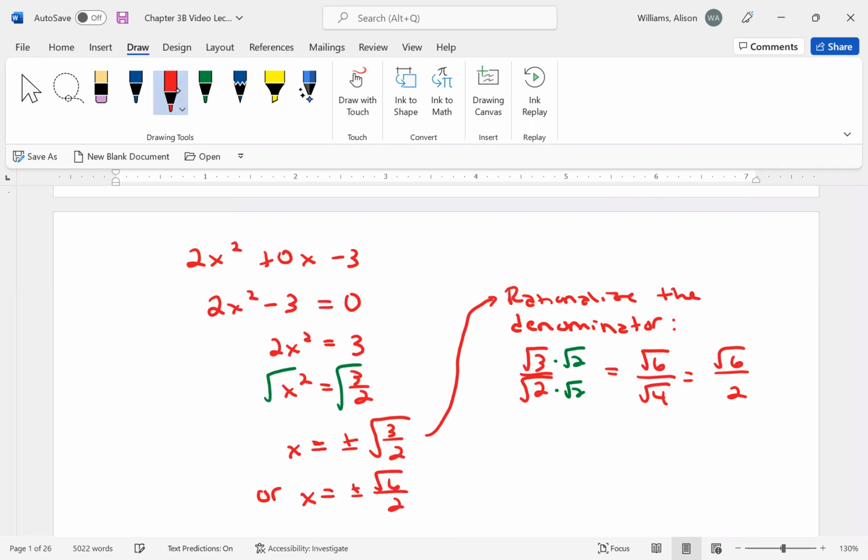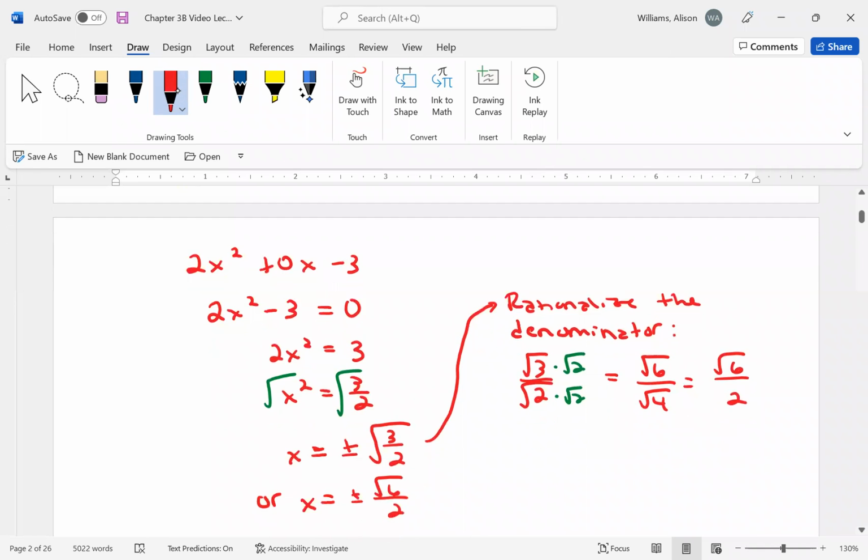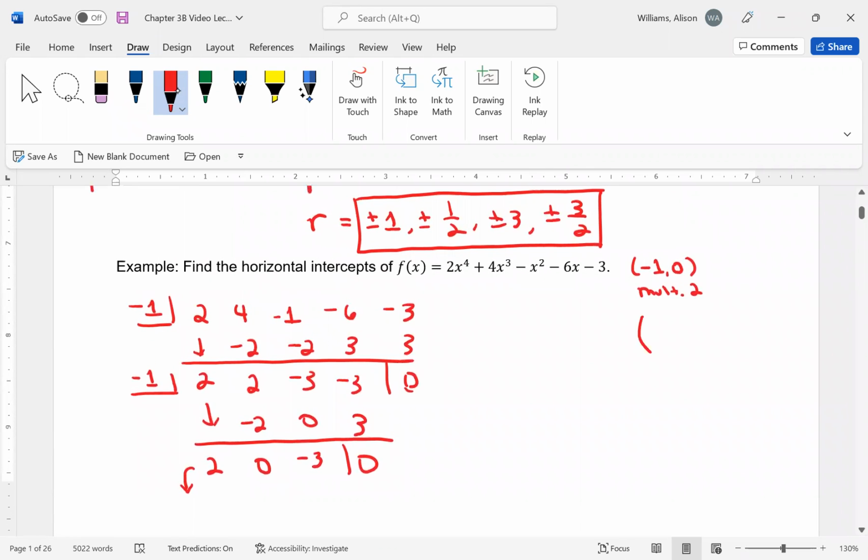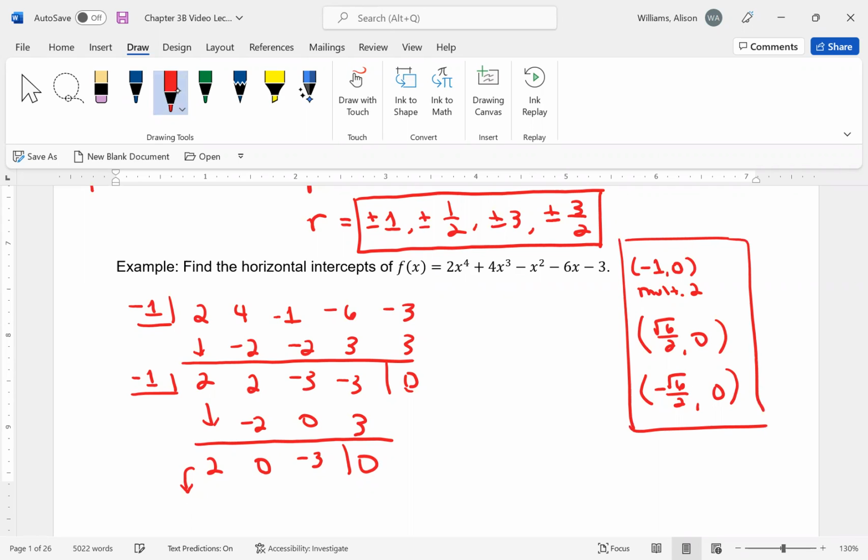Okay, so here's what we got then. We have from the original that we have -1, 0 with a multiplicity of 2. And then we have radical 6/2, 0. And then negative radical 6/2, 0. Or you could do it as radical 3/2, like the original form. That's fine. But these would be the horizontal intercepts for this function.